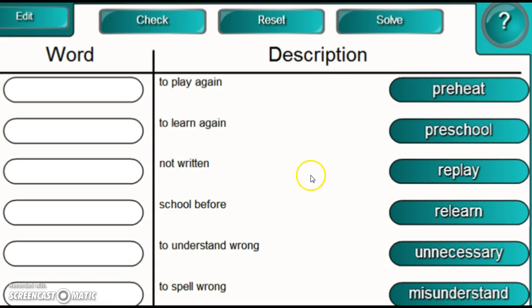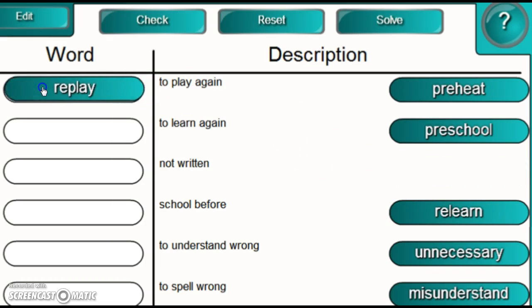All right. Ooh, we see the word again. That should be our signal word for the prefix. Oh, that's correct. Re. To play again. Wonderful. Replay. Great job.